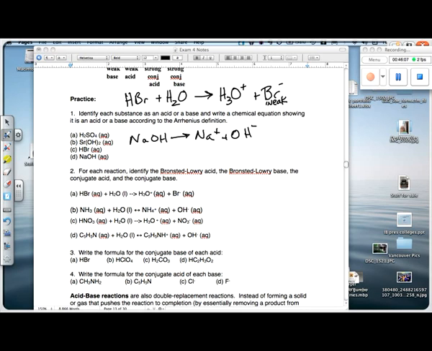All right. For each reaction in number two, identify the Bronsted-Lowry acid, the base, the conjugate, and the conjugates. Okay, so let's give ourselves a little more room here.